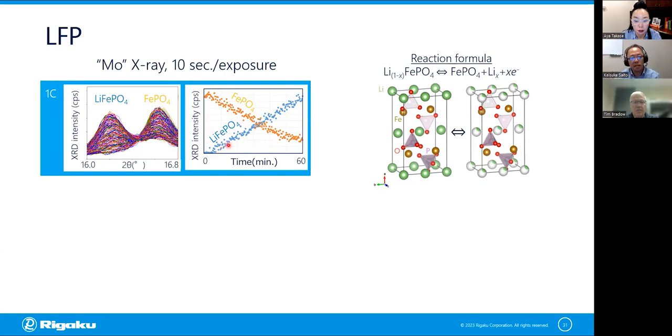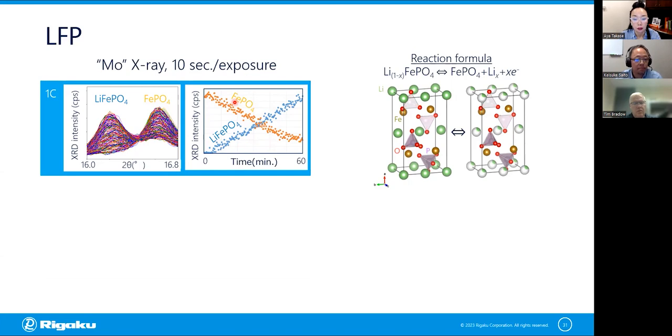And as you see, the intensities between the lithium iron phosphate and iron phosphate were completely exchanged. So it means under the charging cycle, the lithium ion was completely removed from the lithium iron phosphate.